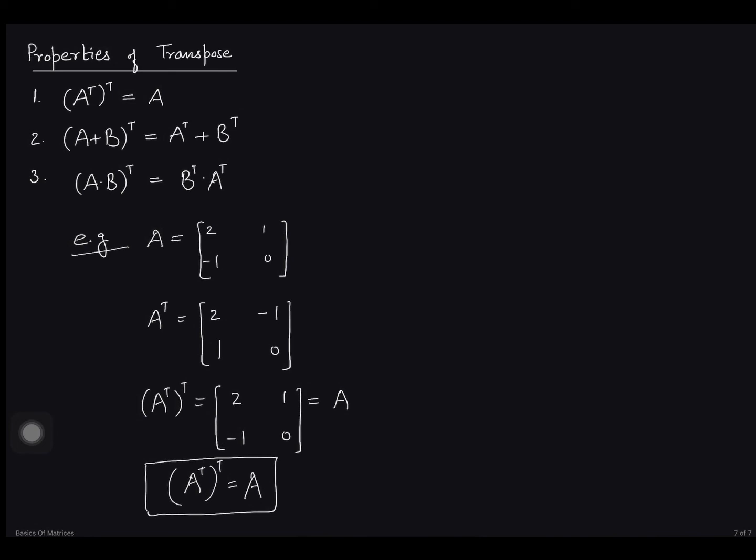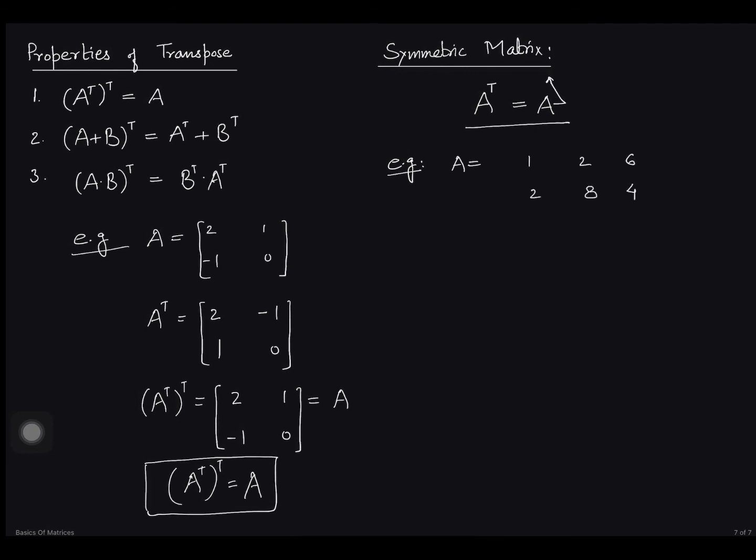Now let us discuss the symmetric matrix. A square matrix A is said to be a symmetric matrix if, when you take its transpose, it comes out to be the same as A. If this condition is satisfied, then this matrix A is called a symmetric matrix. For example, this is a symmetric matrix. You can verify it very easily.